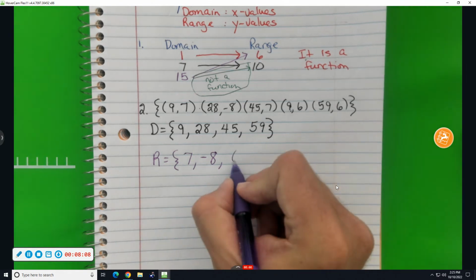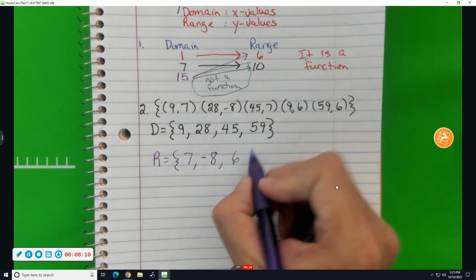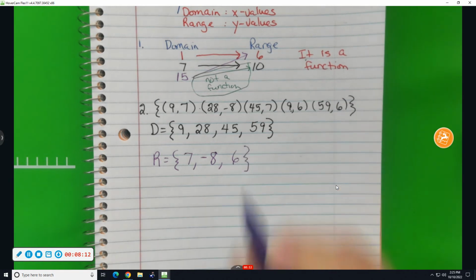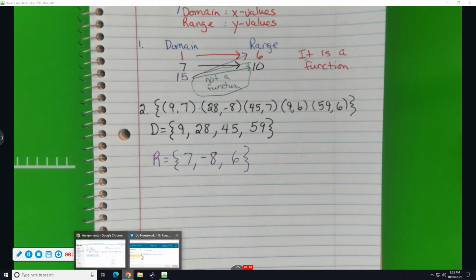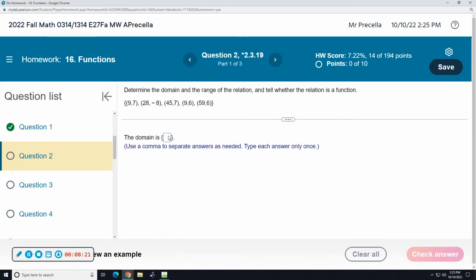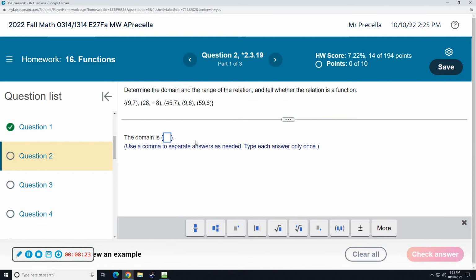6 and 6 again. So let me type in these numbers. If you list the same number twice, it'll count it wrong and tell you don't list the numbers more than once. So we go 9, 28, 45, but I'm about to do this wrong.